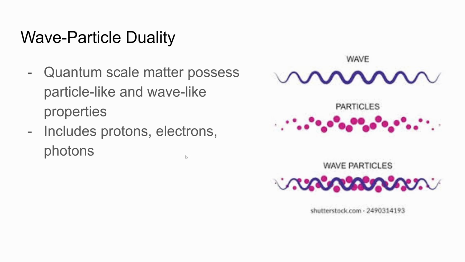So as we know, particles on the quantum scale possess both particle and wave-like properties. This includes protons, electrons, photons, and others. With that being said, it is up to the type of experiment we do to determine which behavior, particle or wave, is going to be observed.